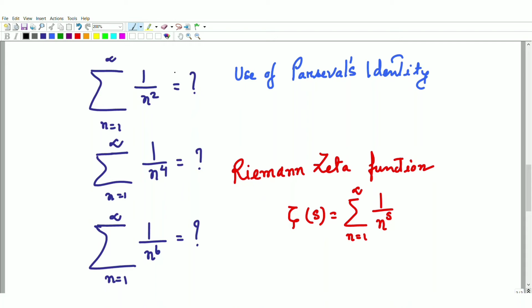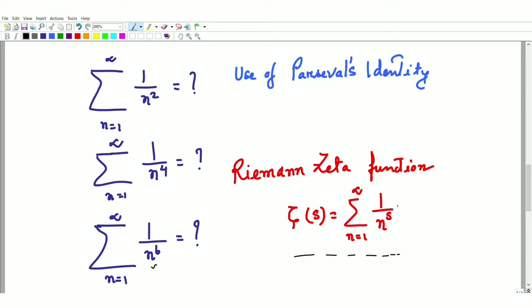Friends, today I am going to discuss with you the Parseval's identity, and the use of Parseval's identity in finding some familiar infinite series values. Like this: 1 by n square, 1 by n to the power 4, 1 by n to the power 6. This type of summation is called the Riemann zeta function, if you express it with the variable s.